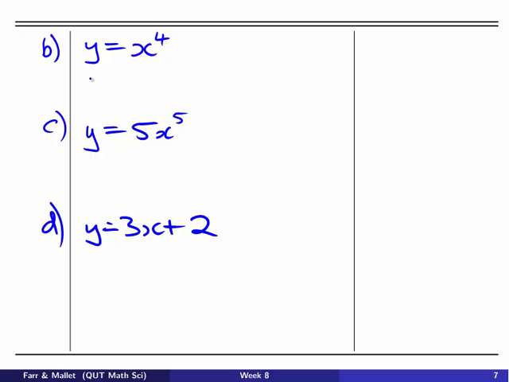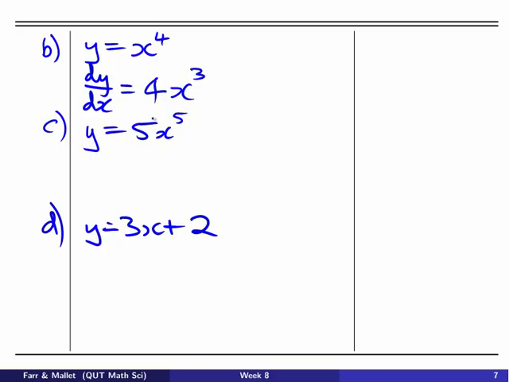When y is equal to x to the 4, well, that's just a power of x, so dy/dx is equal to, bring the power down to the front, 4x, and then lessen the power, or decrease the power, by 1. 4 minus 1 is 3.